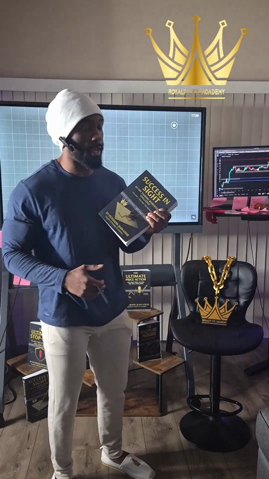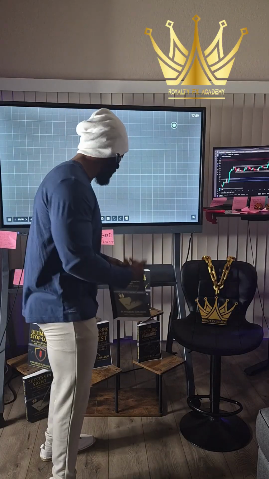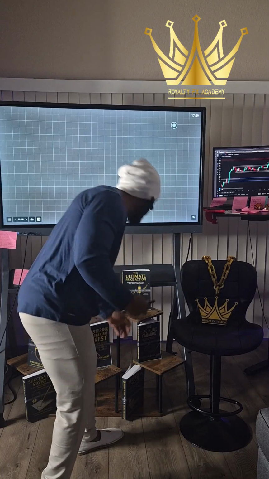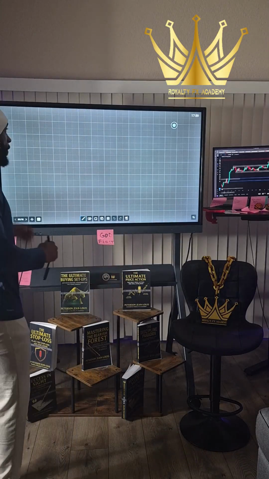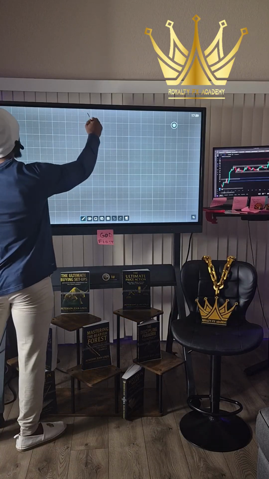I guarantee you, after your 60 days of locking in, by the time you finish this book, you will understand all the ins and outs about the forex market as far as market structure. So with that being said, let us go ahead and hit the chart and put in some work. So first thing, bearish market, right? Bearish market.